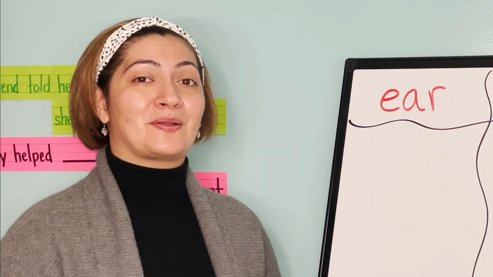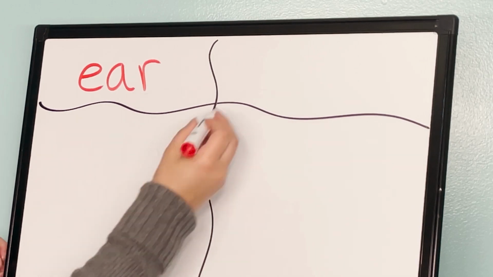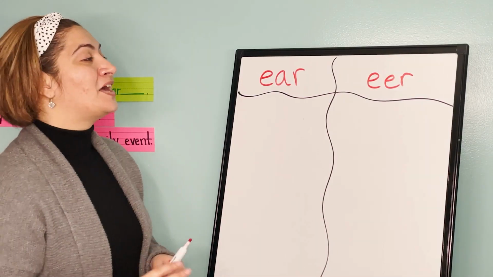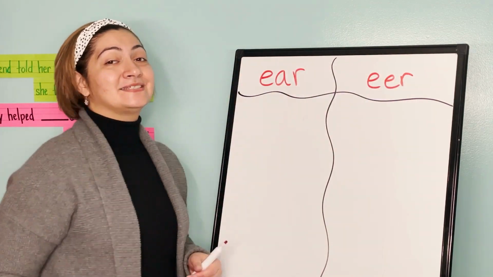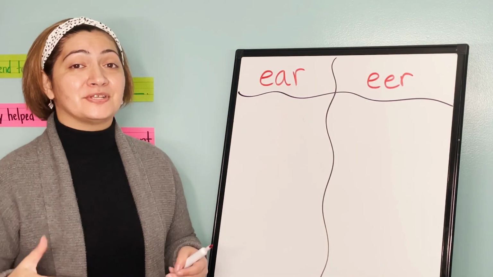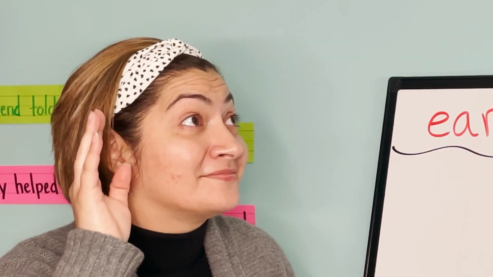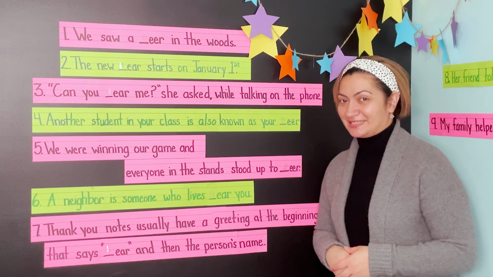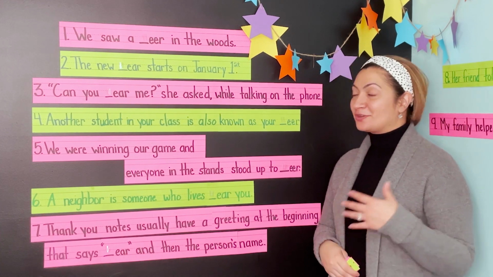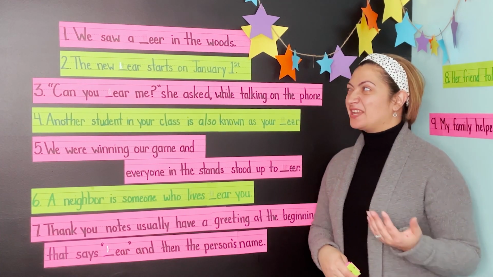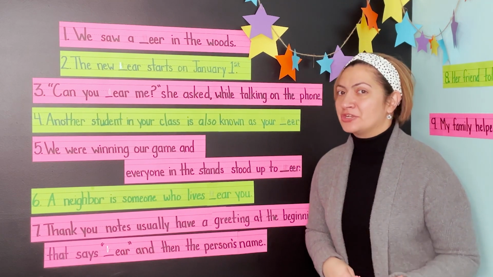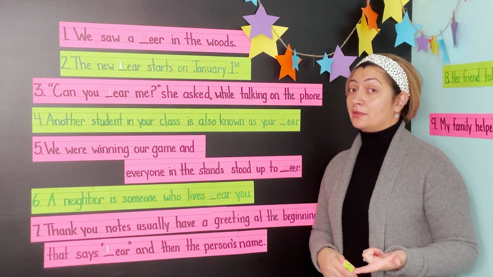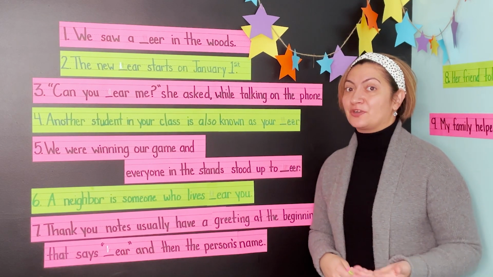There's another way to represent the sound ear, and that is going to be EER. So when we see EER inside of bigger words today, we know they are going to represent the sound ear. Nice job. So what we have here are some sentences that are pre-made. We're going to read through the sentence, and there's a word in here that has the ear sound. Could be spelled EAR or EER, but it's missing its first sound.